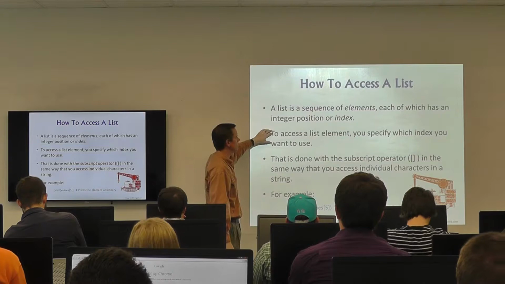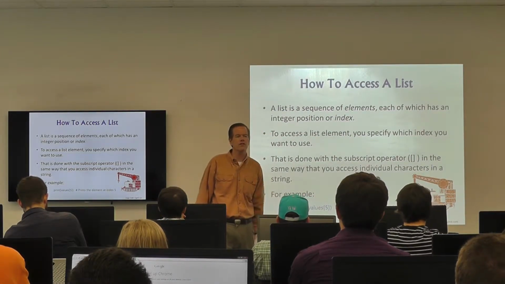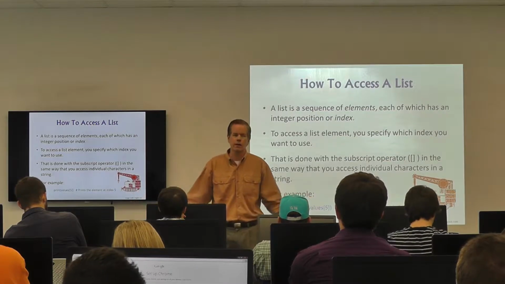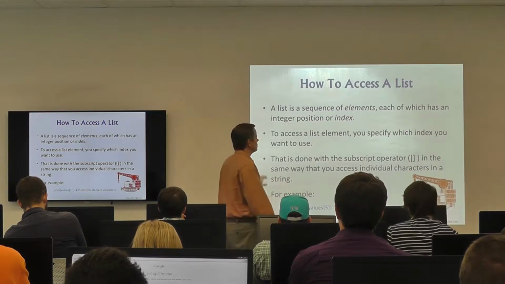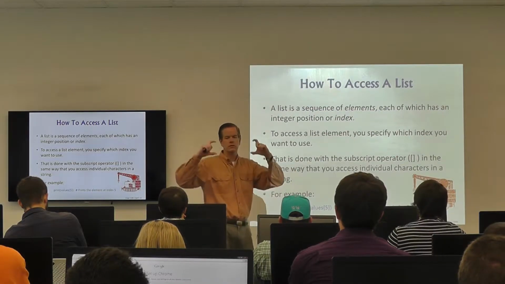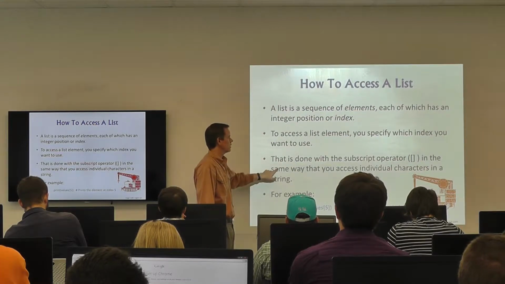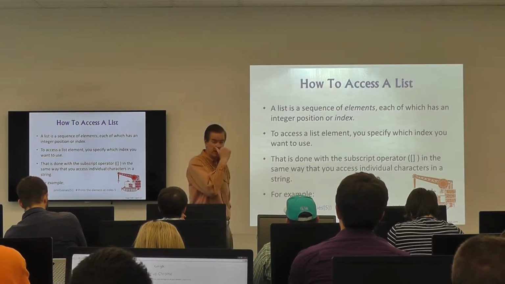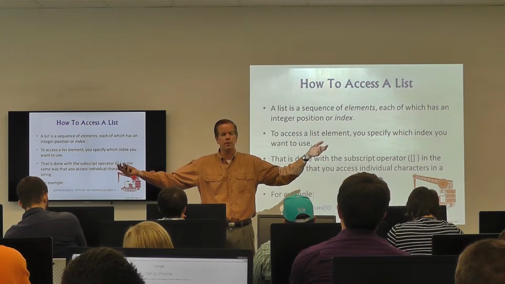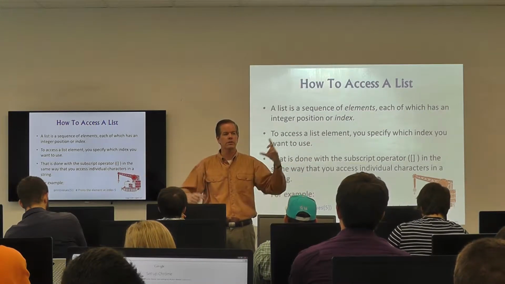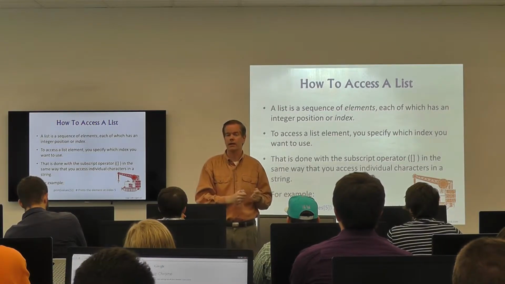To access a list element, you have to say, hey, which one do you want to talk about? I've got a collection of 15 things. What do you want? Well, I'd like item number 7. I would like item number 2. You do this by using, once again, the subscript operator, which is a fancy way of saying the square brackets. You use it the same way you use it to access individual characters in a string. Remember, if we had a string that said happy birthday to you, and we wanted to pull out the 7th character, we'd say the string name, square bracket, and we would get 1 character back, right?